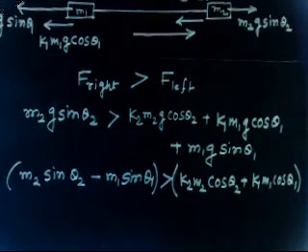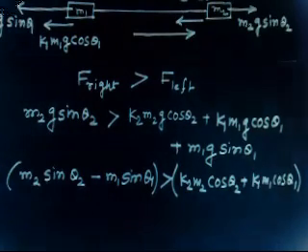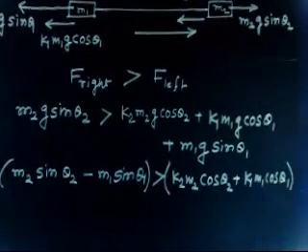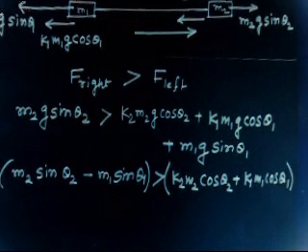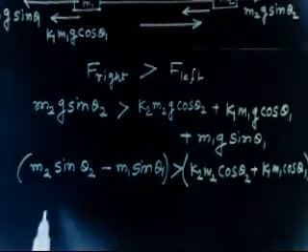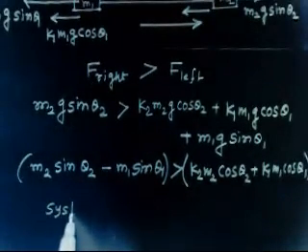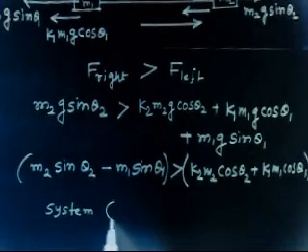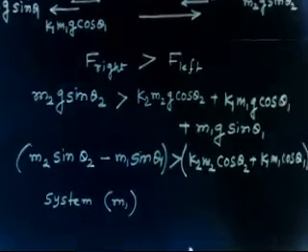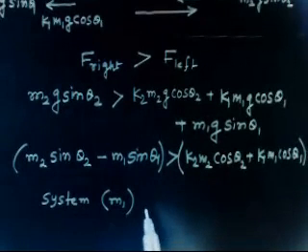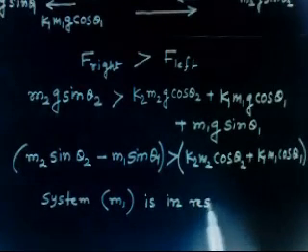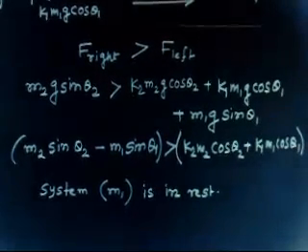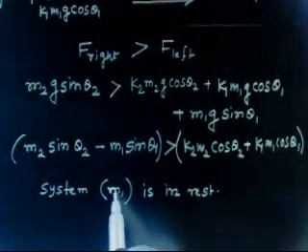Now situation third. This asks what the condition should be so that the system remains at rest, that is, neither m2 moves up nor m1 moves down. This is a slightly difficult one. If m1 is at rest, m2 will also remain at rest because they are tied through a string. So what should be the condition so that the system is at rest, that is, m1 is at rest?